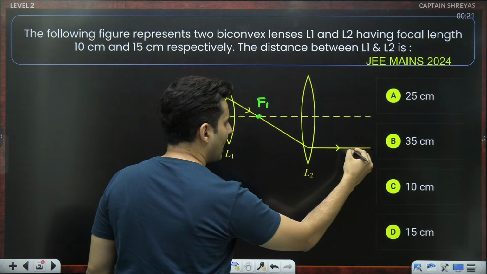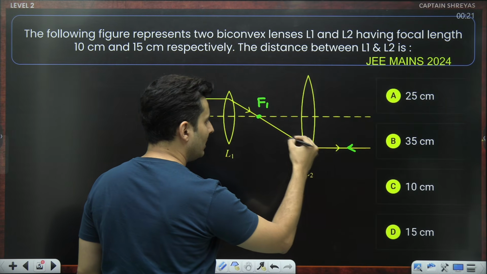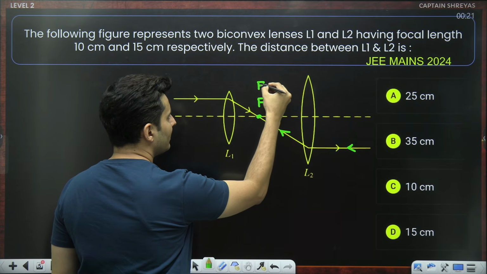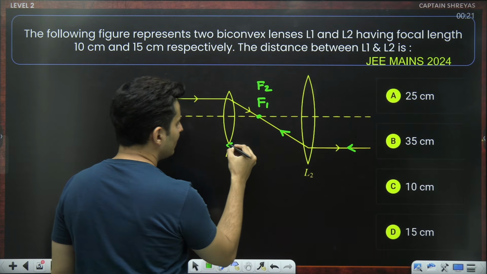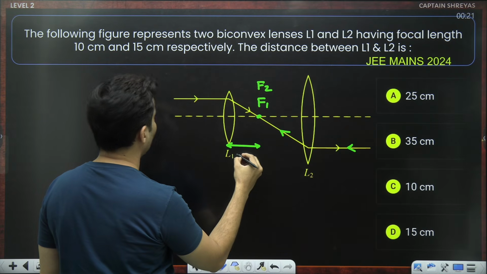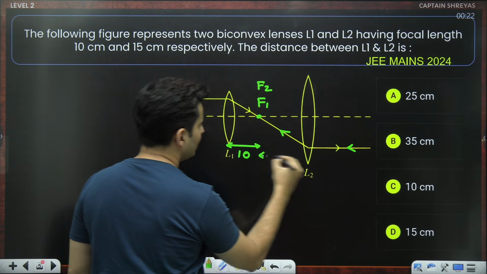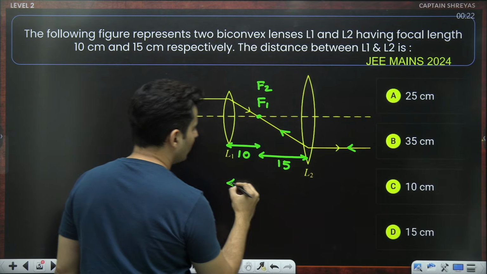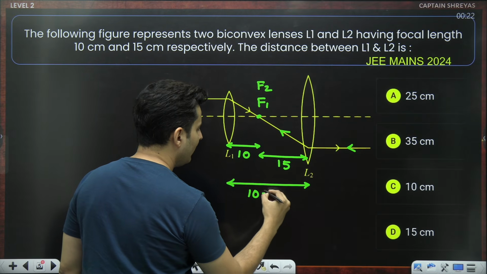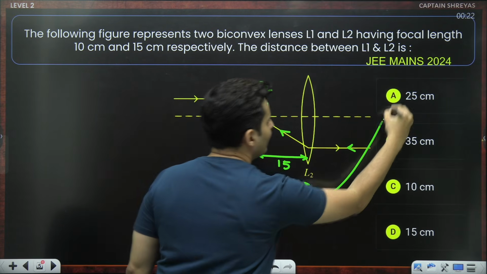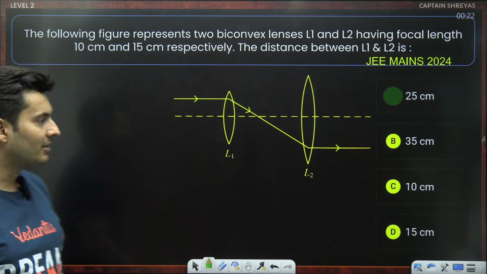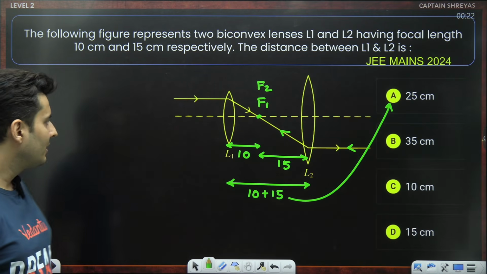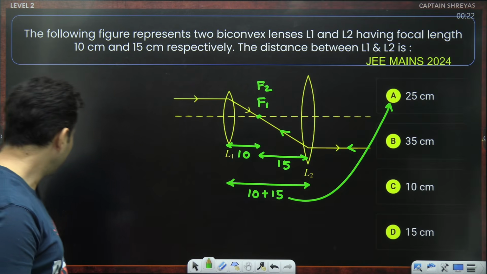This ray, if I change the arrow mark's direction by reversibility principle of light, it must pass through the focal point of the second lens. That means this is the focal length of the first lens, which is already given to be 10, and this is the focal length of the next lens, which is already given to be 15. So the total distance between the lenses will be 10 plus 15, which is 25 centimeters. Very simple. Simple question based on ray tracing and reversibility of light.